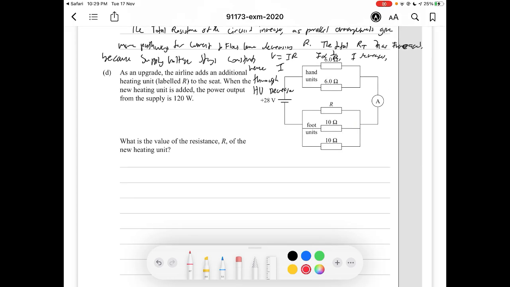So D, as an upgrade, the airline adds an additional heating unit labeled R to the seat. When the new heating unit is added, the power output from the supply is 120 watts. What is the value of the resistance R of the new heating unit?